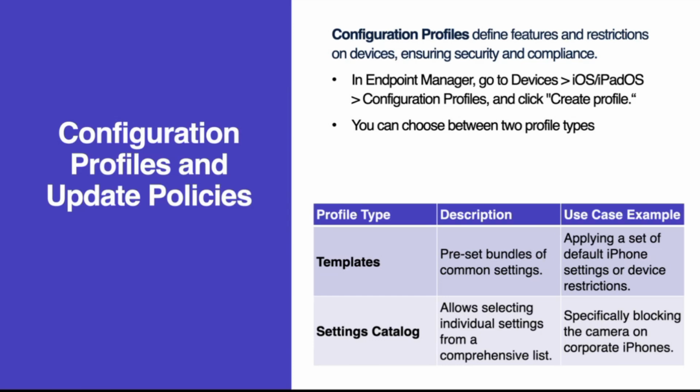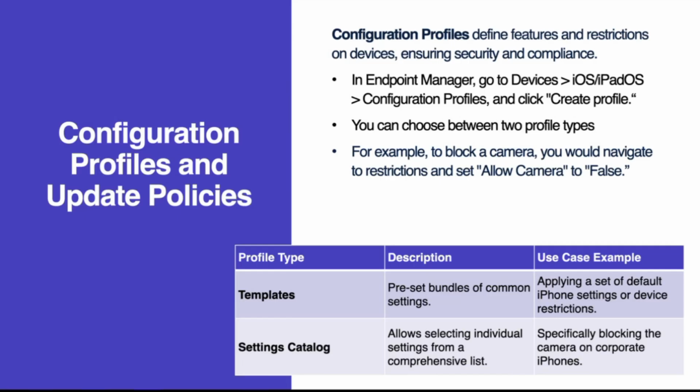Template is like your pre-built library, where we can choose the common settings which you want to apply. For example, we are doing iPhone settings, or we can go to device restrictions. From there we can block the camera, we can block Siri, and all sort of things we can do from here. And when you're choosing settings catalog, it gives you a more comprehensive list, which gives you a more granular way of deploying the settings. We will see both the options accordingly.